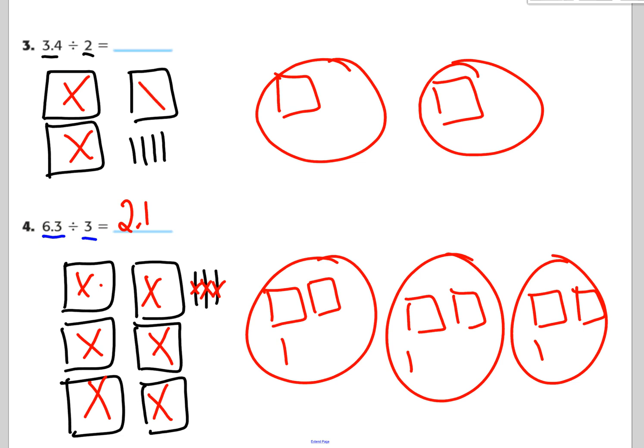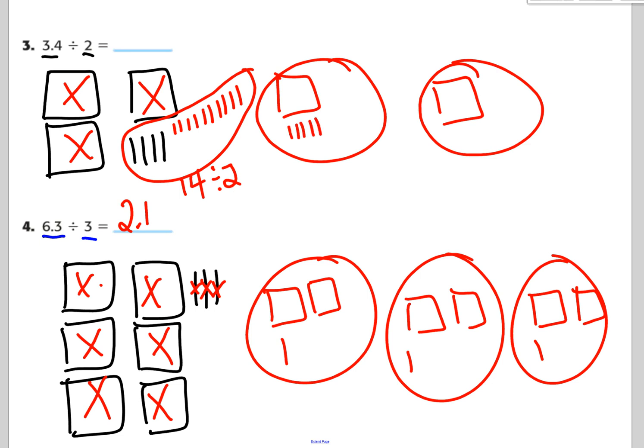But what I'm going to do first is I'm going to get 10 rods, because I have to regroup. Now I have 14 rods that I want to split into the 2 groups. So I'm going to put 7 here and 7 here. So the answer for 3 4/10 divided by 2 is 1 7/10.